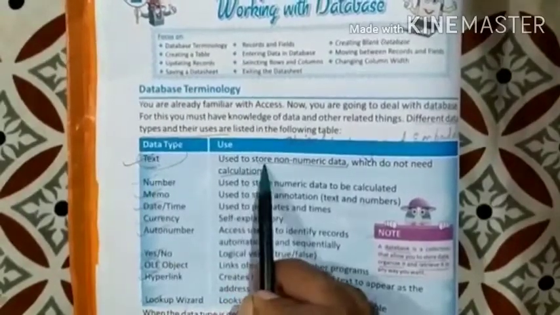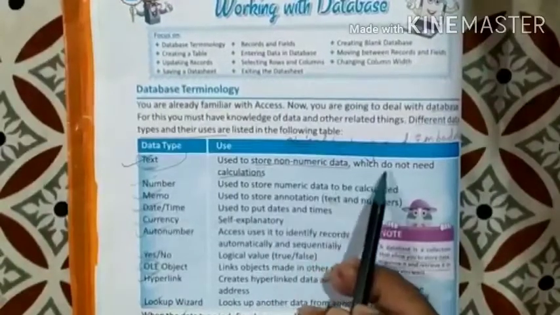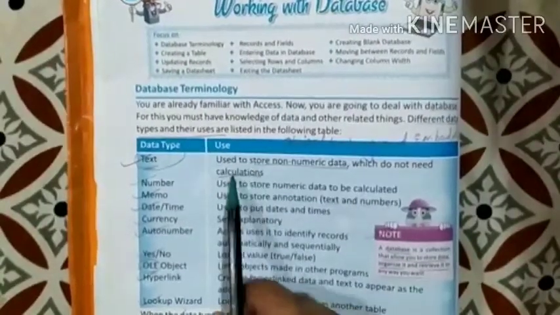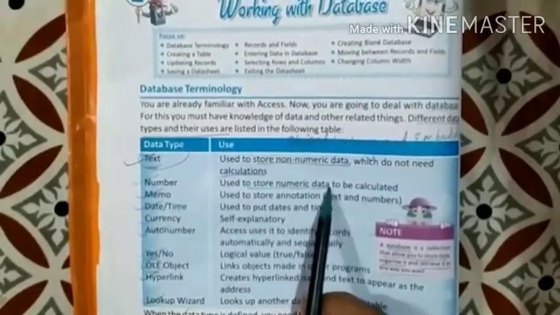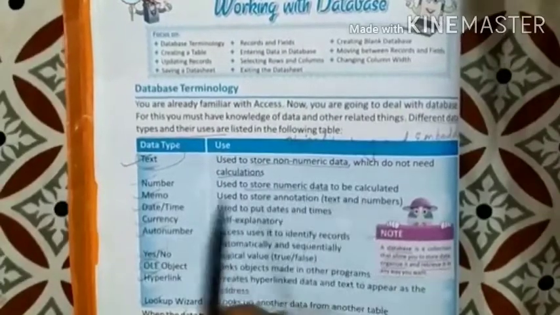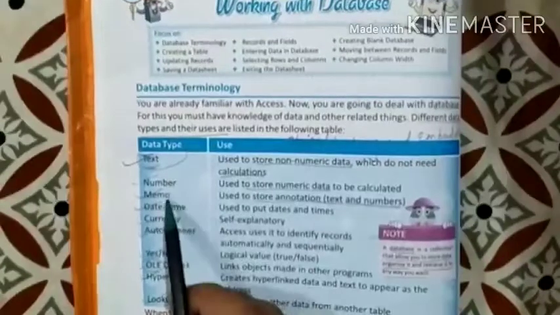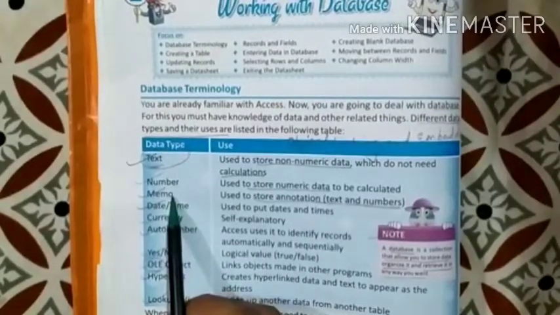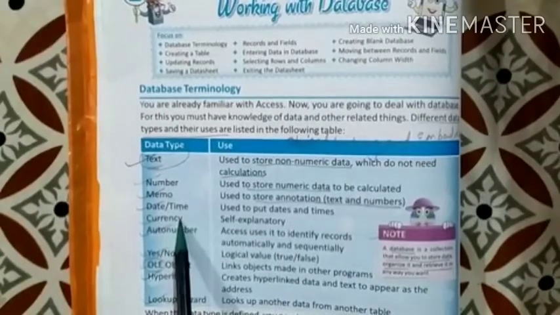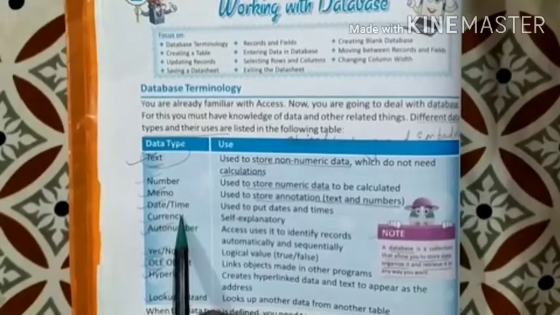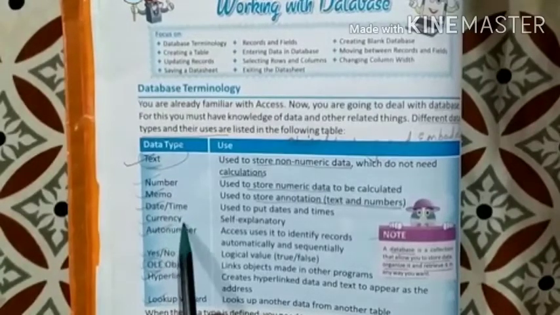Text is used to store non-numeric data which does not need calculations. Number is used to store numeric data that can be calculated. Memo is used to store text and numbers. Date and time is used to put date and time. Currency is self-explanatory; whatever currency is there, countries, we can decide it and put it.